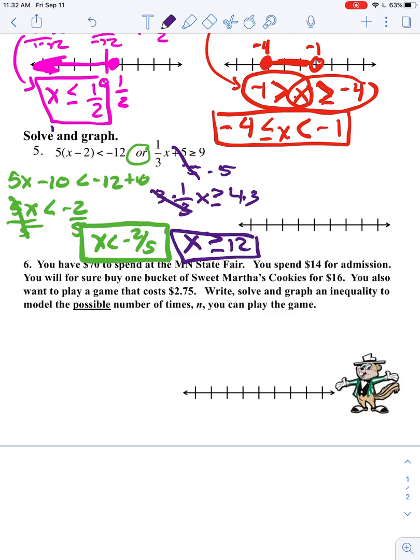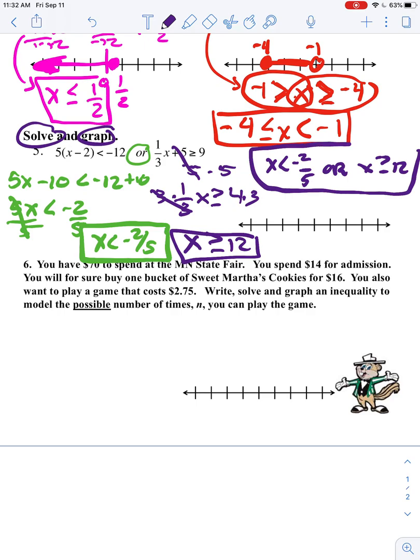Now, when it comes time to do my verbs, I need to solve. So I would write x is less than negative 2/5 or x is greater than or equal to 12. And you have to have the or because you're making a compound statement, and it is not an and, it is an or.